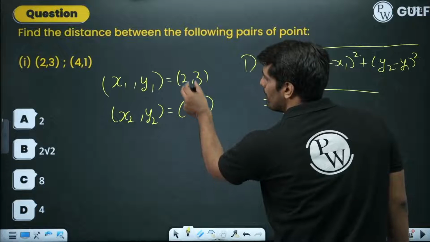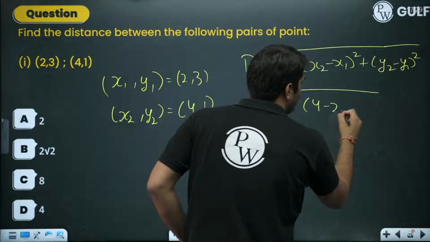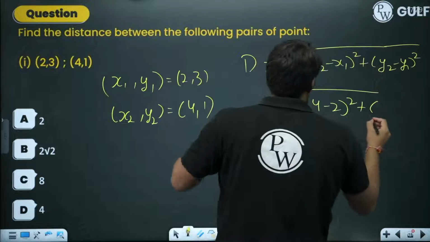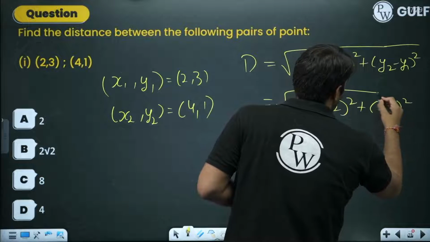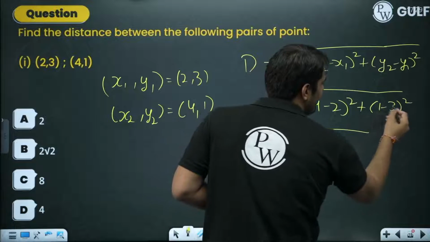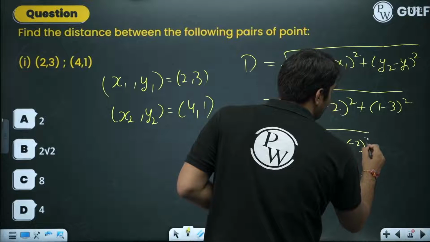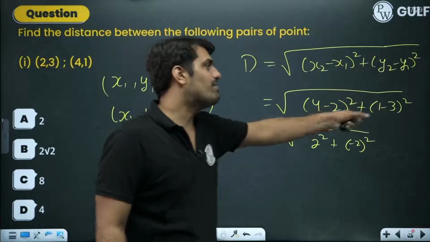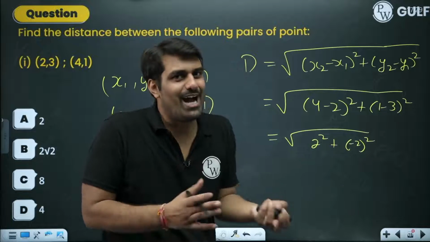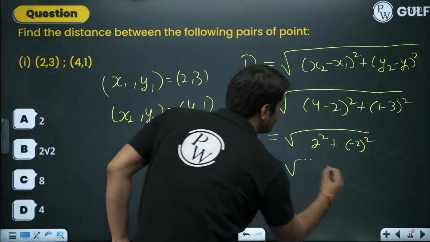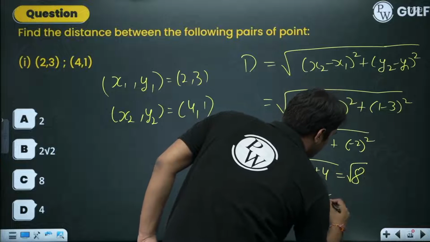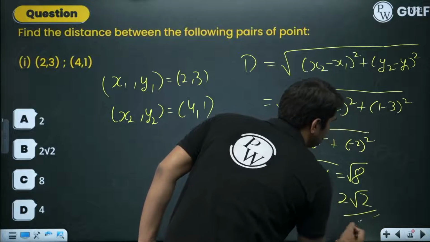Alright, so put up the values now, things will be very simple. x2, that means 4 minus 2, so 4 minus 2 whole square. y2 minus y1, that means 1 minus 3 whole square. So over here, 4 minus 2 is 2, so 2 square plus 1 minus 3 is minus 2 whole square, right? Does it make any difference, plus 2 square or minus 2 square? I don't think so. They both are the same thing. So ultimately 4 plus 4, you can write root 8, or in the simplest form, it is 2 root 2. That is our answer.